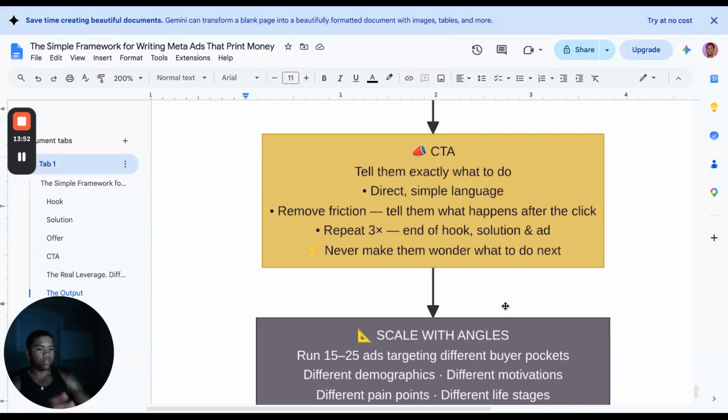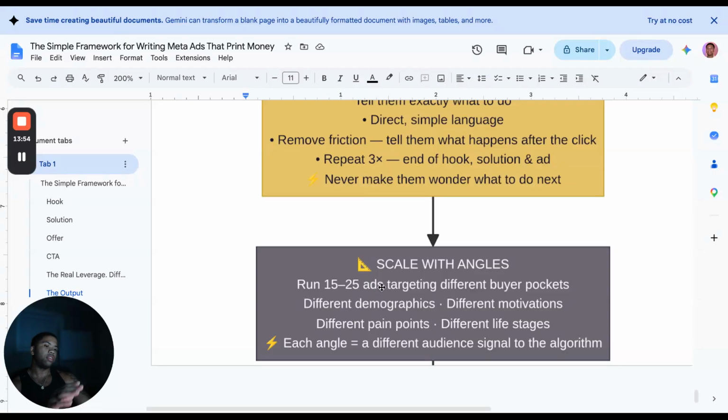And then last, we just have our scale with angles. So run 15 to 25 different ads. They're going to be targeting different buyer pockets. So different demographics, different motivations, different pain points, different life stages. And each angle is going to be a different audience signal to the algorithm and just give you more people that you can market to. Because again, no two people are the same. Everyone is motivated by different things in life, and you want to make sure that you're addressing each of the angles that could bring in someone who is your ideal customer.